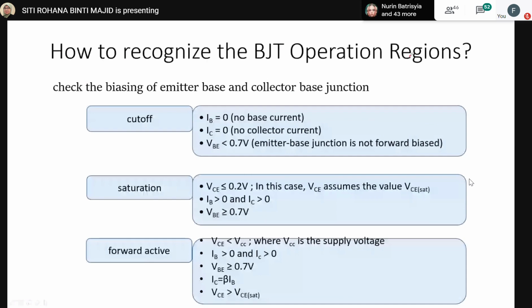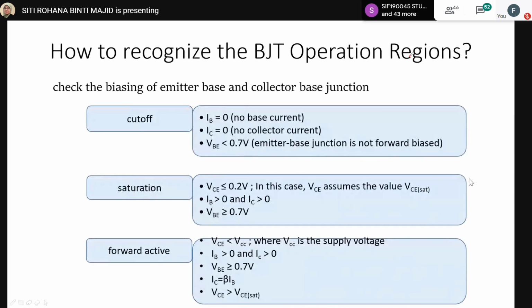A summary of the calculation numerical method. Just now for cut-off region, that means the current for the base is 0, the current for the collector is also 0, and VBE should be lower than 0.7 volt because the carrier cannot cross the base.